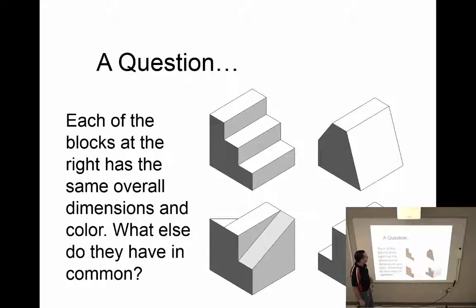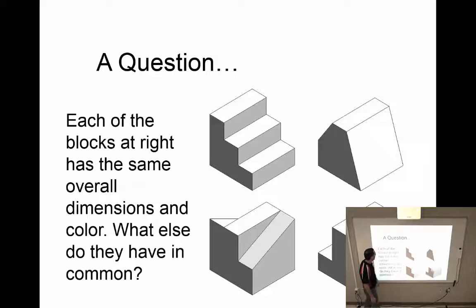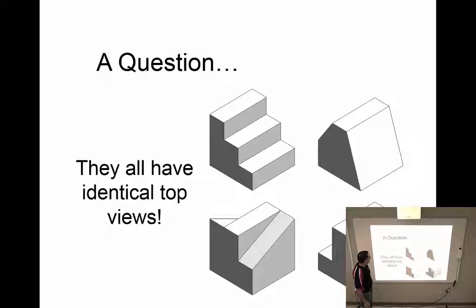All right, quick question, and this is a way to think about the importance of multi-view drawings and the number of views. Each of these blocks has the same overall dimension and color. What else do they have in common? Common answers would be tonal shading, that's correct. But if we're thinking about multi-views, and I were to draw the top view for each of these blocks, they would be identical. The top view would look exactly the same for each of these, but I'm noticing that the shape is completely different, so obviously I would need more views to identify the actual shape of that object. A front view would probably be needed, maybe a third view in this case. So all of these objects share the same top view.